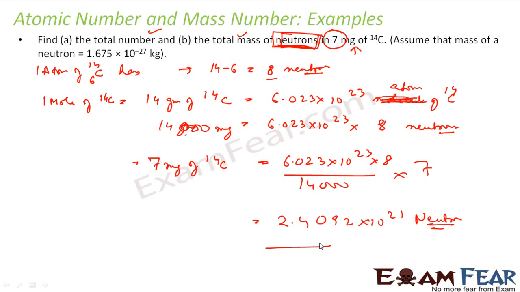Correct? Easy only. See, the logic is you first find how many neutrons we have in one atom. Since we are talking about milligrams, we know the relation between grams and moles. We know 1 mole has how many atoms, and with that you can find the value. The second part is you have to find total mass. So total mass is now simple. It is the number of neutrons we have into the mass of a neutron.